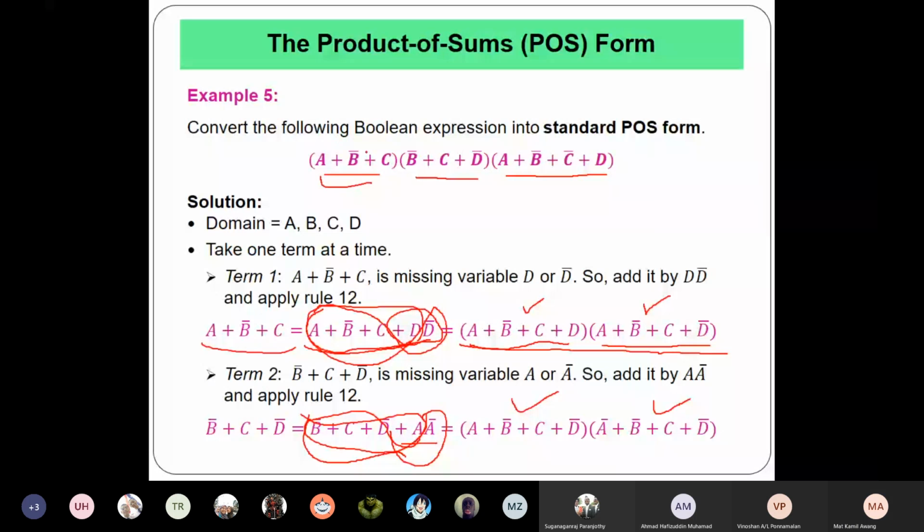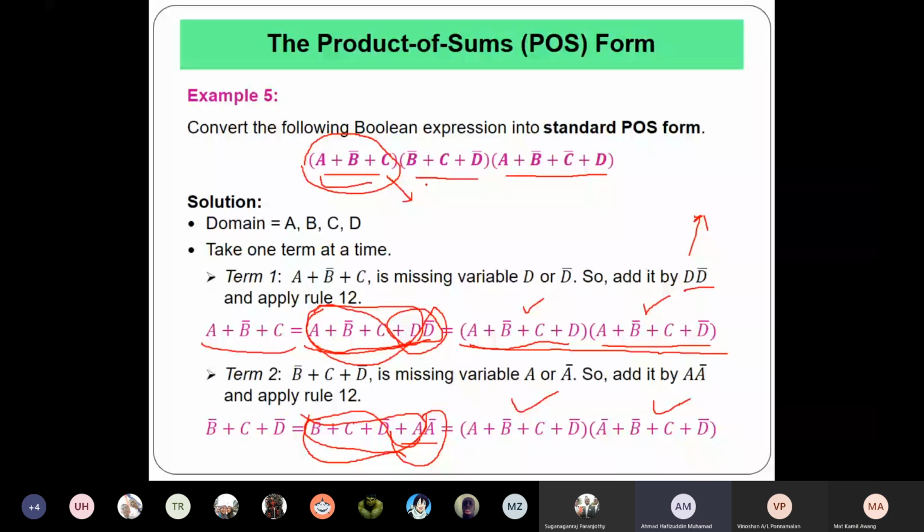This example is a non-standard form and you would convert it into a standard form. So you look at each term. This term. Does it have all the domains? No. Because you are missing a D. So you have to convert into standard form. How to convert? You use rule 8. You add a D D bar, because D D bar is actually 0. It's as if you are adding 0 to this.